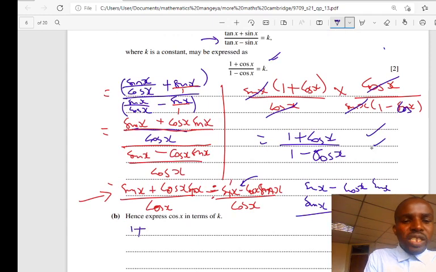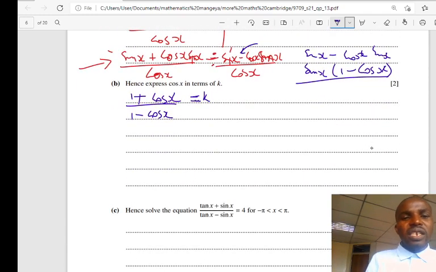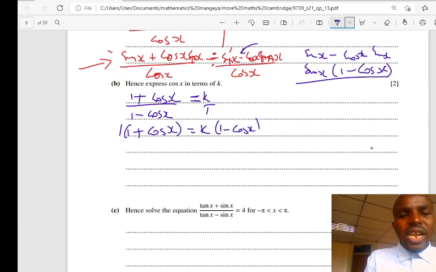It's 1 plus cos x over 1 minus cos x is equal to k. It's just making k subject of formula here. How? Cross multiply first. This one will be over 1. 1 will multiply 1 plus cos x. Then k will multiply 1 minus cos x like this.